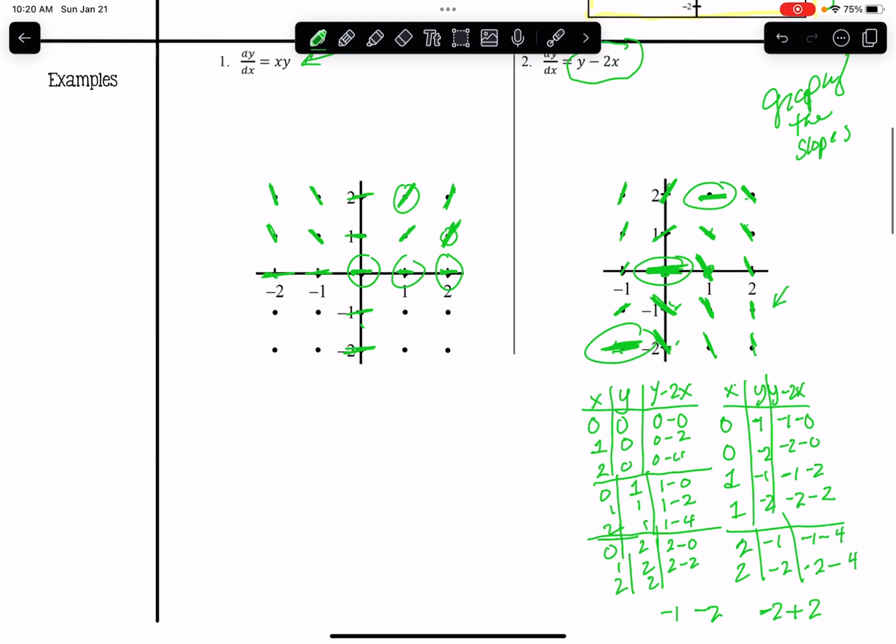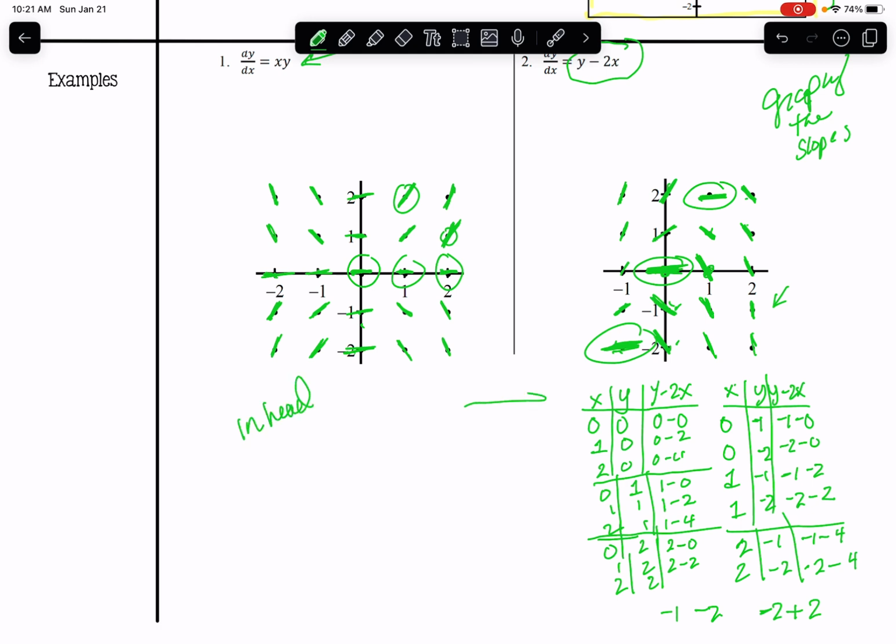And see how you can do it in your head. -1 times -1 is +1. -2 times -2 is +4. This would be +2. And this one would be +2 also. And then lastly, -1 times 1 would be -1, and this would be -2, and this would be -2, and this would be -4. So that you can do it in your head.